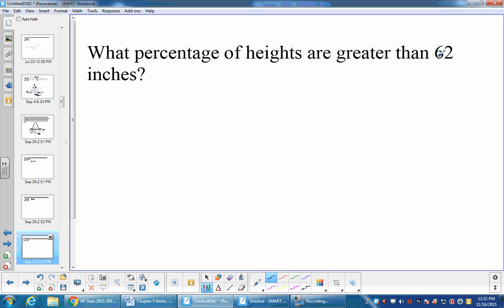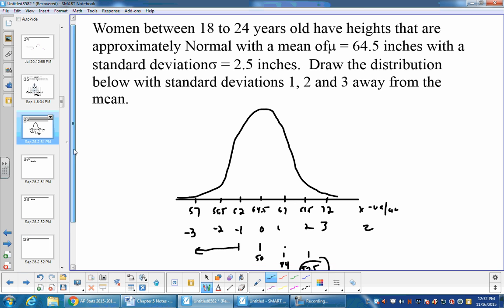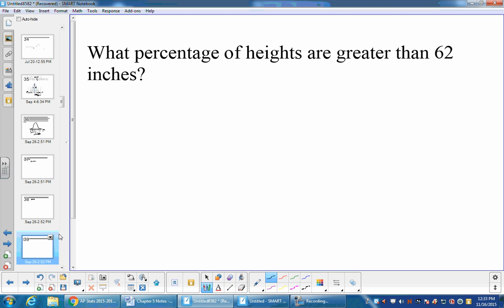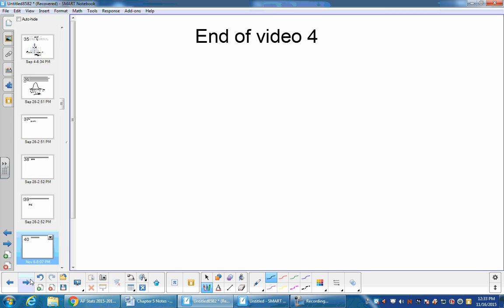Finally, what percent of the heights are greater than 62 inches? So if I look at 62 inches, it's over here. I just go from where I was before and to the right. Now I could add up all of these, or I could take 50, because from here over is 50, and add 34. That seems pretty reasonable. So 50 plus 34 is 84%. All right. Hopefully you can do the rest on your own.